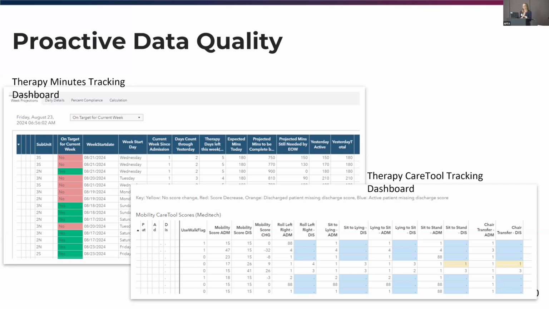The one on the right here is our care tool tracking dashboard. We talked earlier today about GG scores. So this is a similar dashboard that our therapists use to track our documentation and scores at the patient level for our care tool mobility and self-care scores. These are real time, so they can go to them every day and say, uh-oh, we forgot to document walking on this patient. Let's make sure we do that.